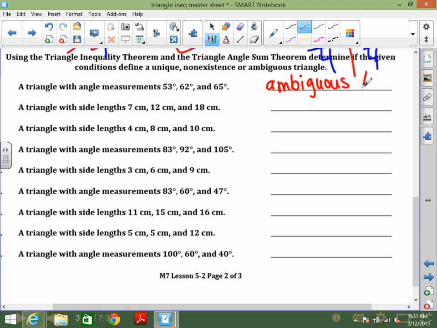Or you can just put ambiguous triangle. Because we can make many different triangles because those angle measures add up to 180. We just don't know the different side lengths. They can be all different side lengths.